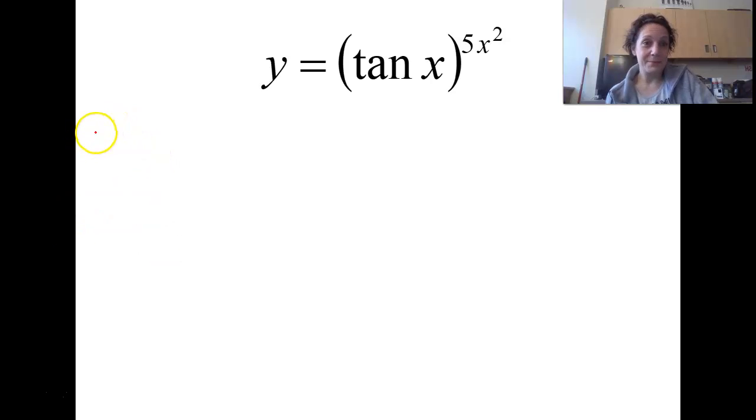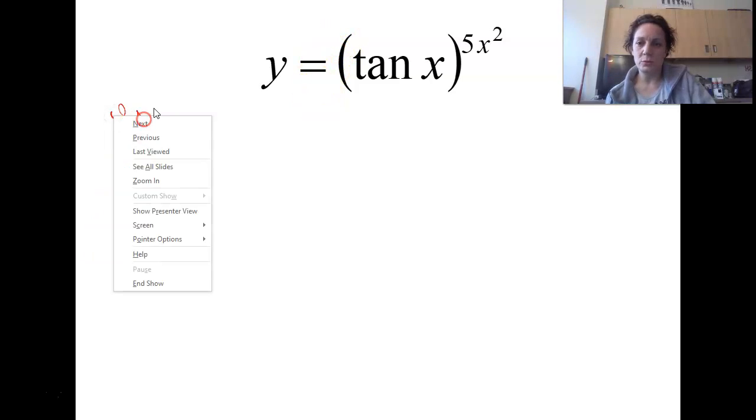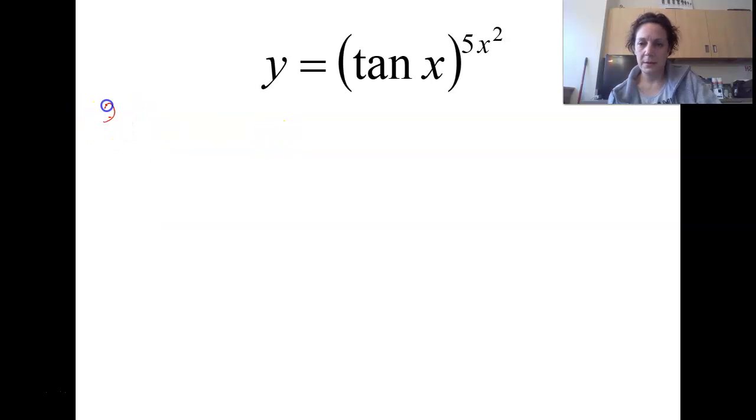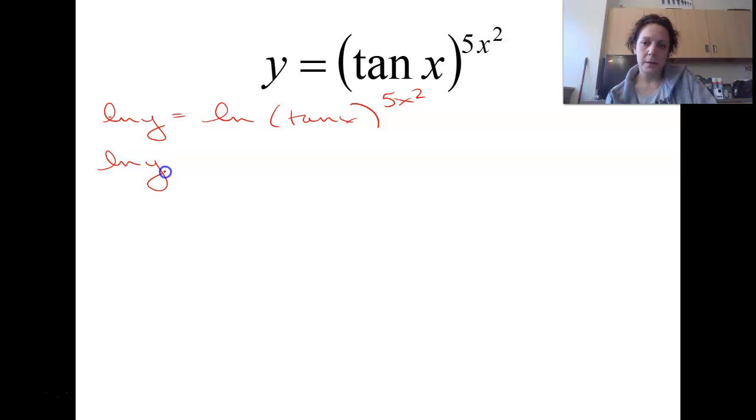Okay. Again, I've got a variable expression raised to a variable expression. This 5x squared applies to this, so I can immediately bring it down. It's not like there's a 2 out front or something like that. So I'm going to have the natural log of y equals the natural log of the tangent x raised to 5x squared. Use my rules of logs. I'm going to bring my 5x squared down.